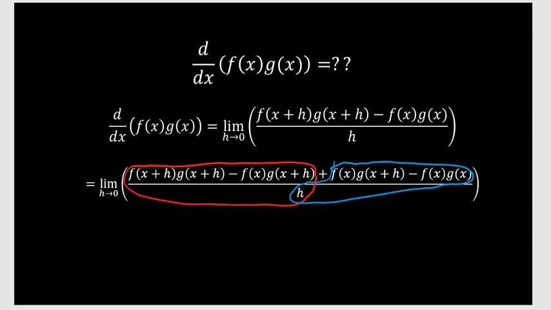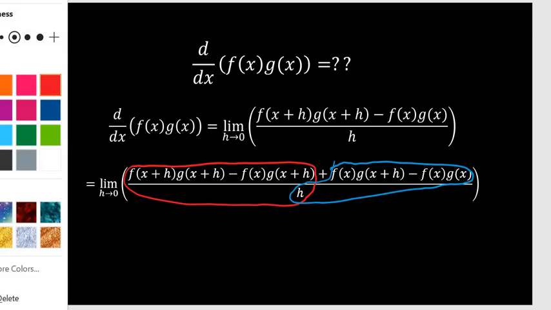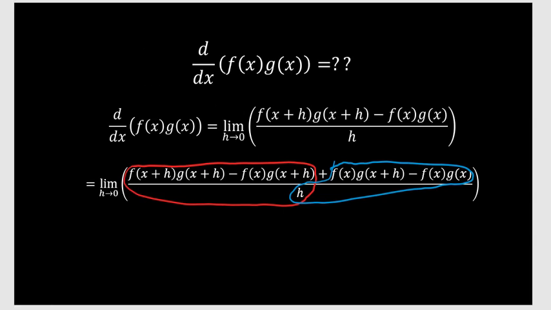Now, looking at everything that's circled in red, we see that both terms in the numerator have a common factor of the g of x plus h. That guy right there, and that guy right there. So I'm going to pull that common factor out of these guys. Now, looking at everything that's circled in blue, I see that both terms in the numerator have a common factor of f of x. So I'm going to pull that common factor out of those two terms there.